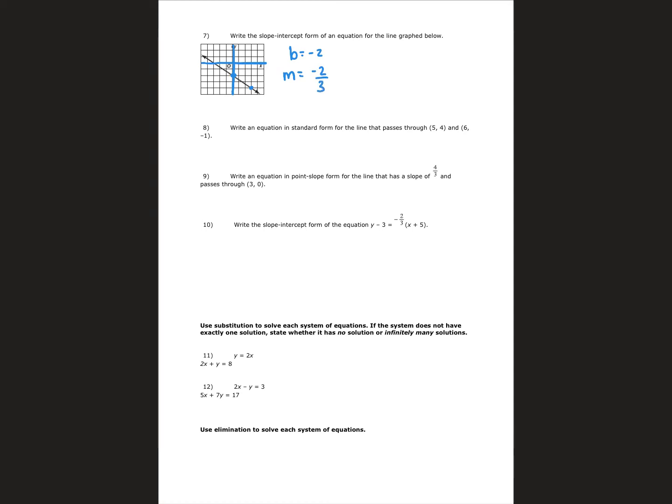And now we're able to write our slope-intercept form because we have the m and the b. So it would be y equals mx. I don't need the plus there. So negative 2.